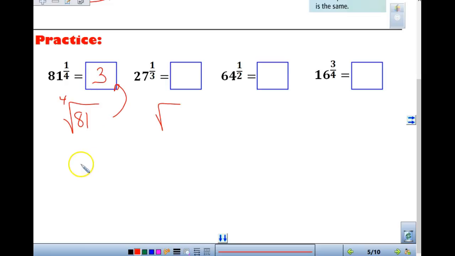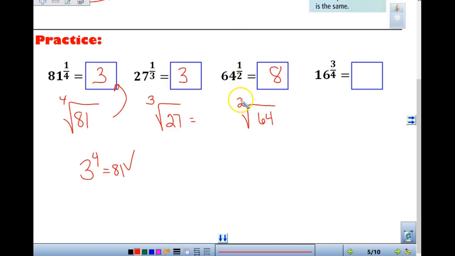How do you check it on your calculator? 3 to the 4th power. 3 to the 4th equals 81, and it checks. This next one, cube root, Noah, of what? 27 equals 3. Lauren, how do I write the next one? Square root of 64. Addison, what is the square root of 64? 8. And again, you don't have to put the 2 in there.